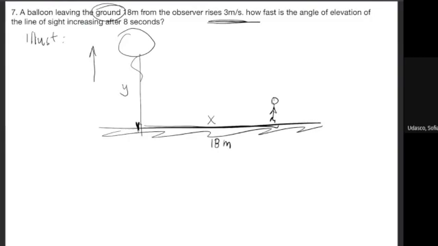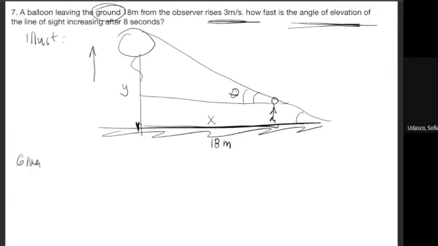Yes, ma'am. This is one side with respect to the ground, and that's the angle of elevation. It's the same angle here. That's the angle of elevation of the line of sight, increasing. So, if this is theta, what is given?